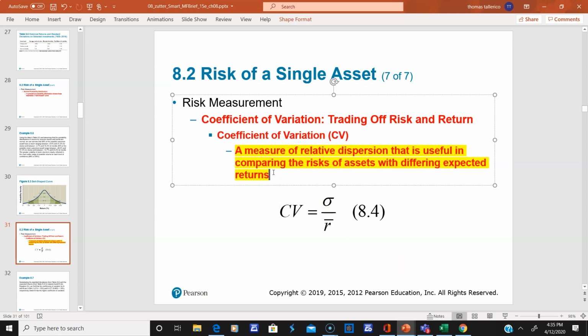So let me do this. Higher coefficient of variation, the higher the risk. Okay? So we'll save that. And that's just like standard deviation. But you got to make sure now you look if they got different expected returns.